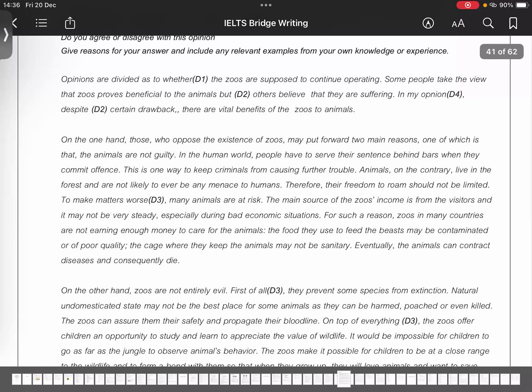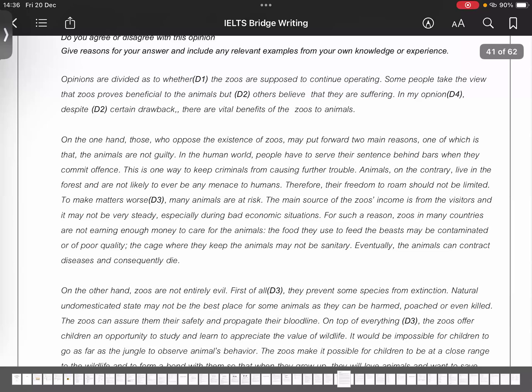Okay, and that's the reason why he starts this paragraph talking about the two disadvantages of the zoo. Okay, because he needs to make this clear, right? The readers need to know what those drawbacks are.